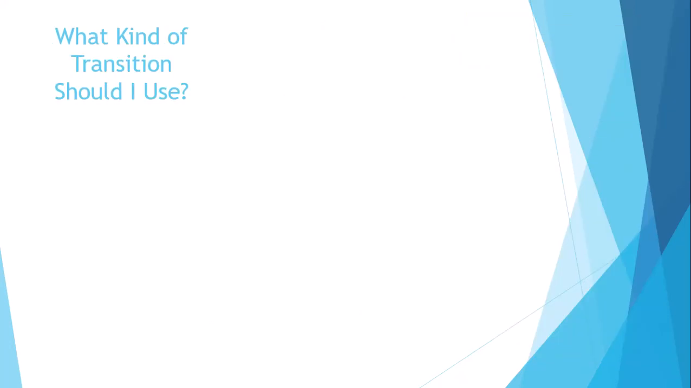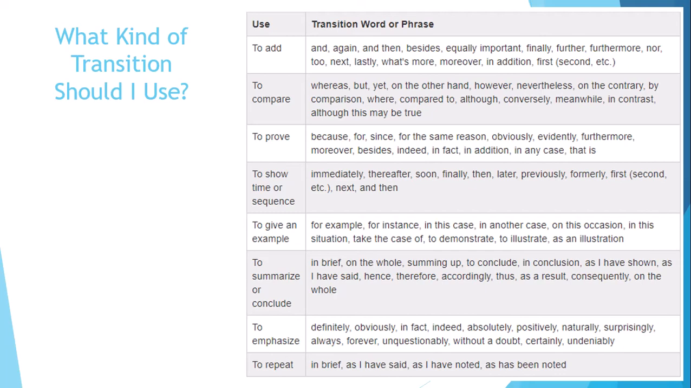So what kinds of transitions should you use? If you're in my class, I'm going to give you a couple resources that have a list of transitions. If you're not in my class, this is part of the list from the OWL at Purdue. OWL stands for Online Writing Lab. And I'll try to make a link for that in the description of this video or in the comments.